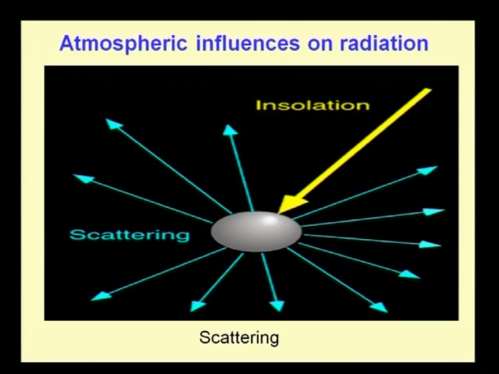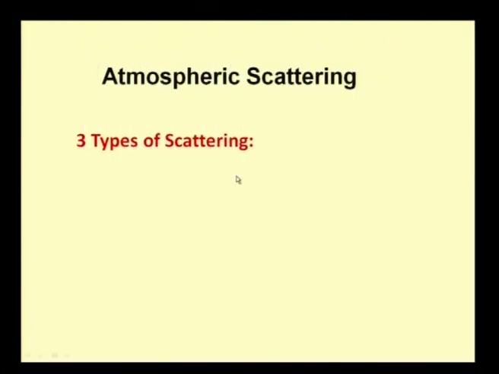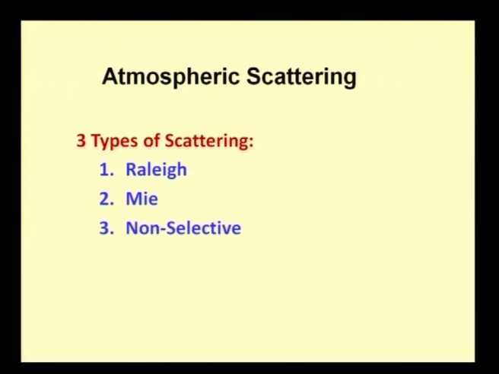And now, the second one, that direction, this diagram, that is showing the scattering in all directions. And there are three types of scattering in the atmosphere. The first is the Rayleigh scattering, and the second is the Mie scattering, and third is the non-selective scattering.